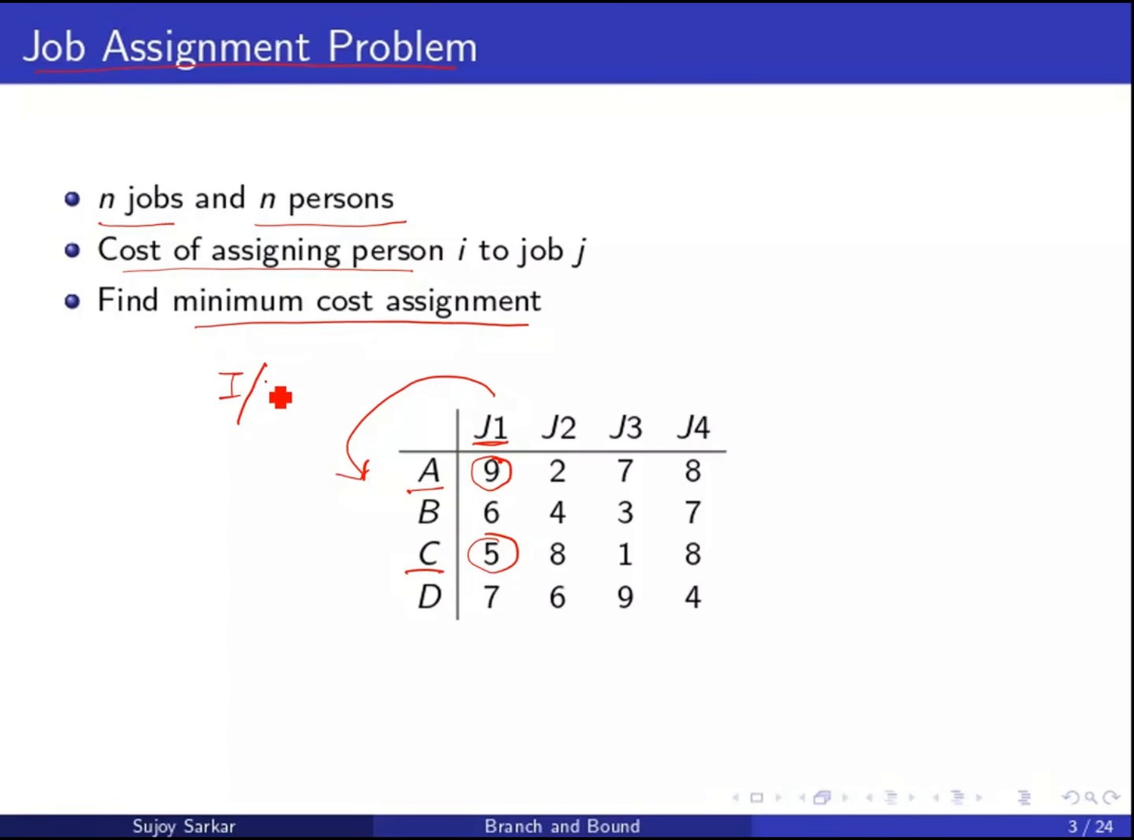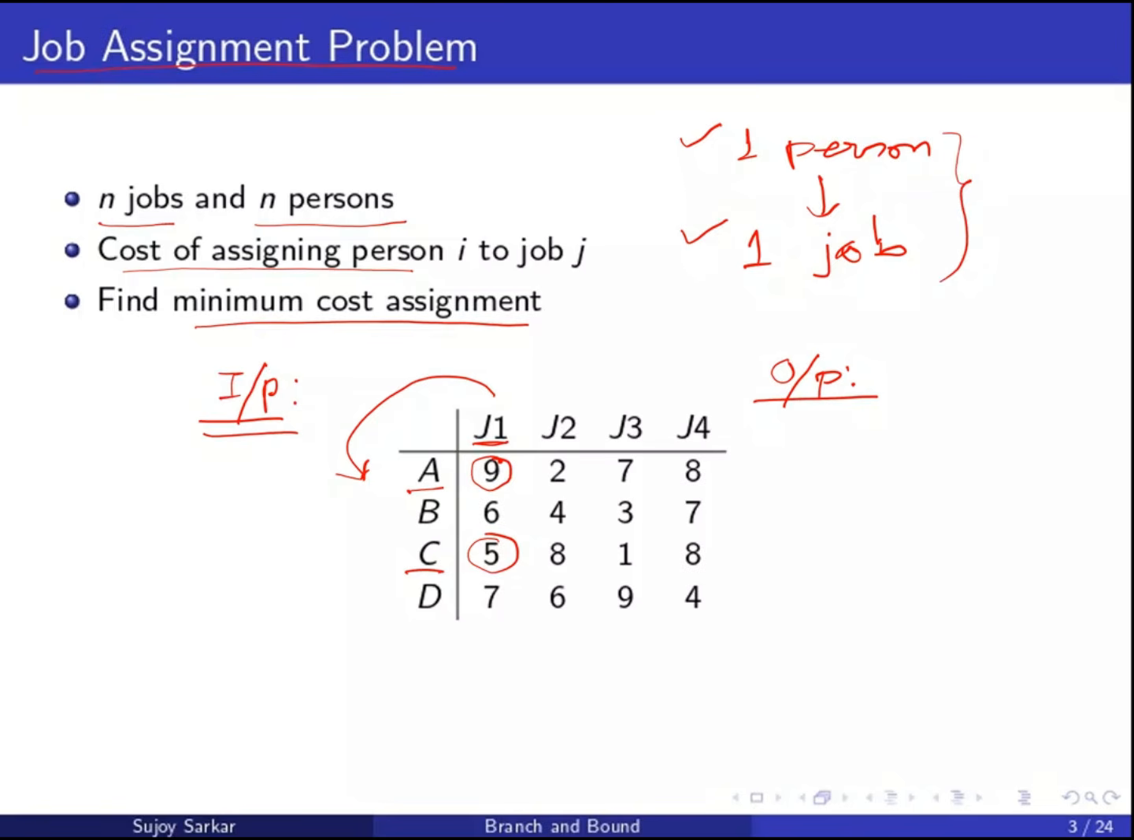So this is your input for the problem, and the output will be a valid assignment. And when we are assigning the job, there is one constraint. The constraint is one person can be assigned one job only. So each person will have a unique job. One person cannot do multiple jobs, or one job cannot be assigned to more than one person.